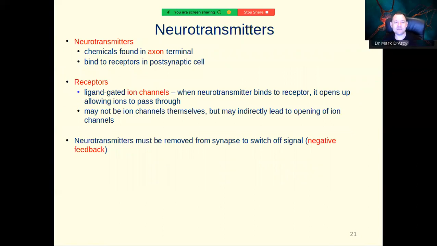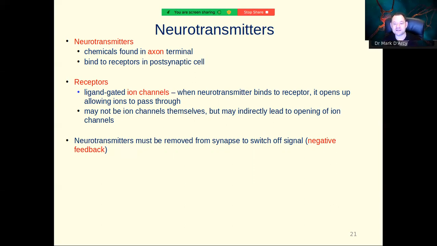So neurotransmitters are chemicals found in the axon terminal. They bind to receptors in the postsynaptic cell. Receptors can be ligand-gated ion channels. A ligand is just, well, a neurotransmitter in this case, but they're just chemicals that bind to receptors. When neurotransmitters bind to a receptor, it opens up, allowing ions to pass through. It may not be ion channels themselves, but may indirectly lead to opening of ion channels. So the receptor might not be an ion channel itself. It might just cause an ion channel to open, or it may actually be a channel itself.